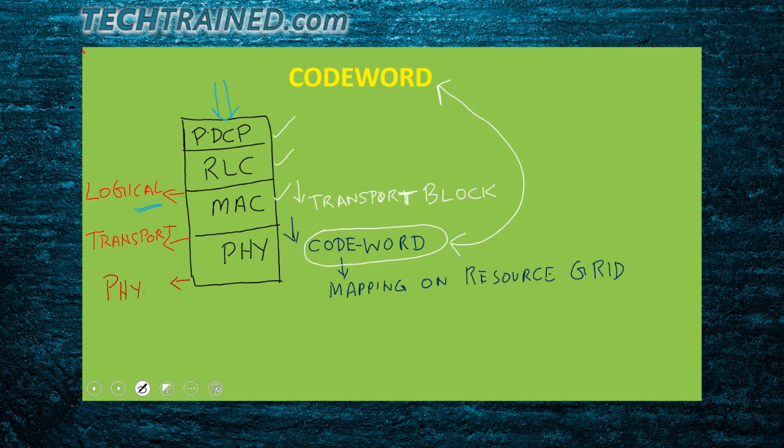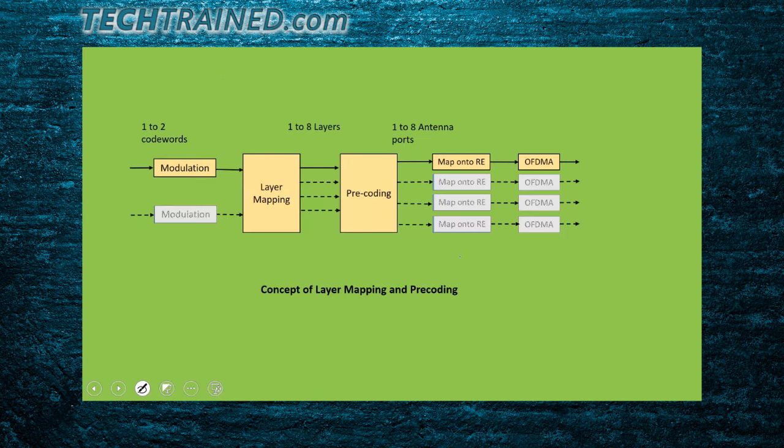This code word is actually, after pre-coding and other procedures, mapped onto the actual resource grid, which we are going to take a look at in the coming slides. So get your understanding clear on this code word. Also, another important thing: we are only given 2 code words. Whether you're using 4x4 MIMO or 2x2 MIMO, there will always be processing of 2 code words which will be mapped onto the resource grid, onto the physical channels. Having said that, let's take an example.